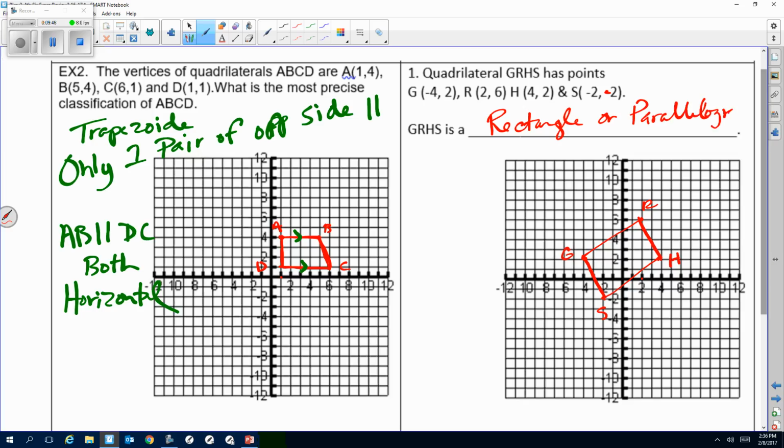So the key to this is looking at the slopes. This lowercase m is our symbol for slope. We want to look at the slope from G to R. So if I can physically count, I'm going up 1, 2, 3, 4, and then I'm going to the right 1, 2, 3, 4, 5, 6. So this was a slope of 4/6.